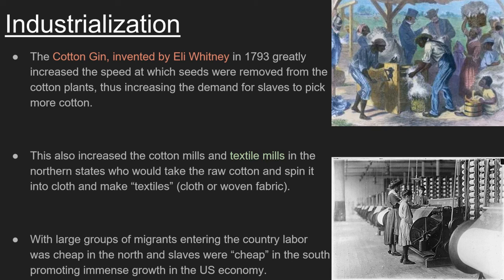This also increased the cotton mills and textile mills in the northern states because more cotton could be produced faster in the South. So now you could spin that cotton into cloth if you had more mills in the north. So it's kind of a situation where it goes back and forth here. With large groups of immigrants entering the country, labor was cheap in the north, and slaves were obviously cheap labor in the south because they weren't paid, they were slaves. So this U.S. economy began to grow quickly.